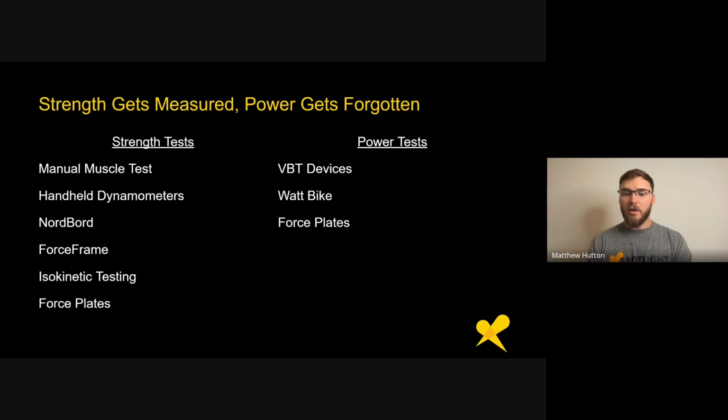Watt bike is a common, it's a cyclical application, so it's kind of tricky to apply in terms of things like jump tests, but at least watt bikes will tell you your wattage. So that's your true power measure of what you're producing via your lower body. And then lastly, like I said, force plates can be used for power tests depending on the information that you're seeking out.